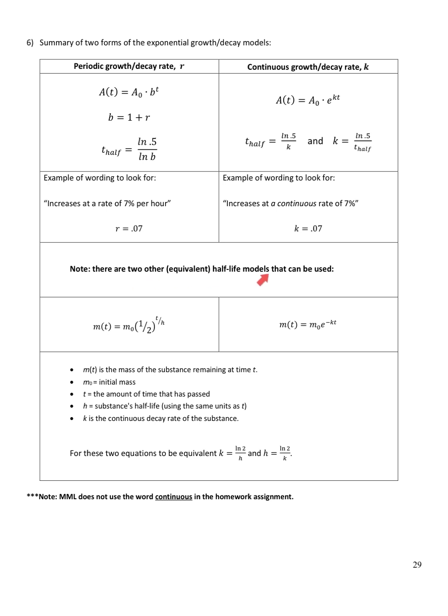And there are two equivalent half-life models: initial quantity m naught or A naught times 1/2 to the t over h, or m naught e to the negative kt. And then I list what each of the variables represents. And for these two equations to be equivalent, k is the ln of 2 over h, and h is the ln of 2 over k.